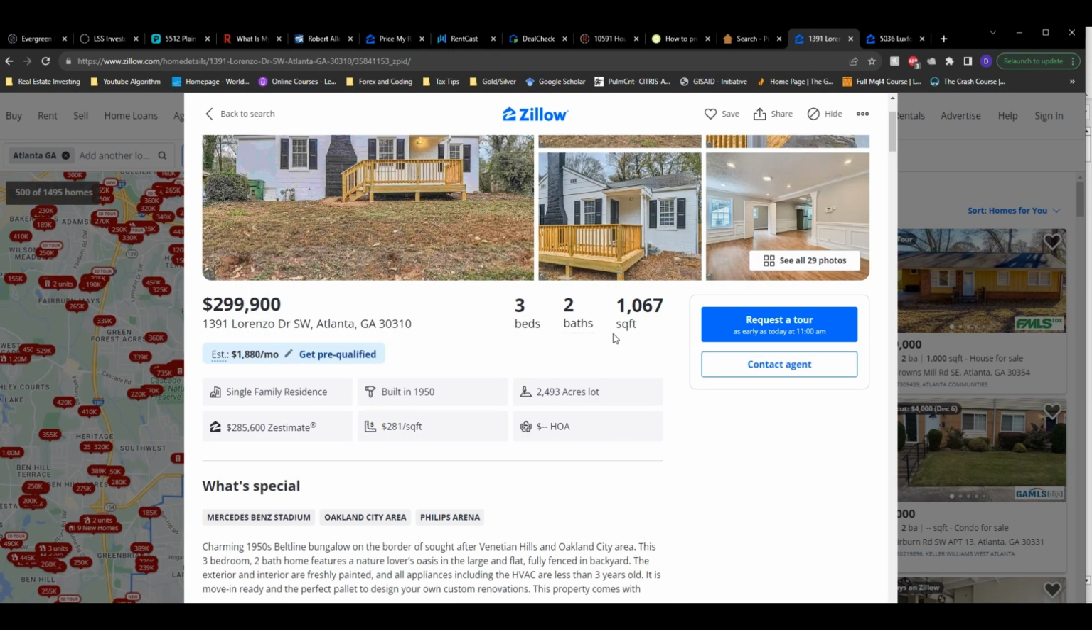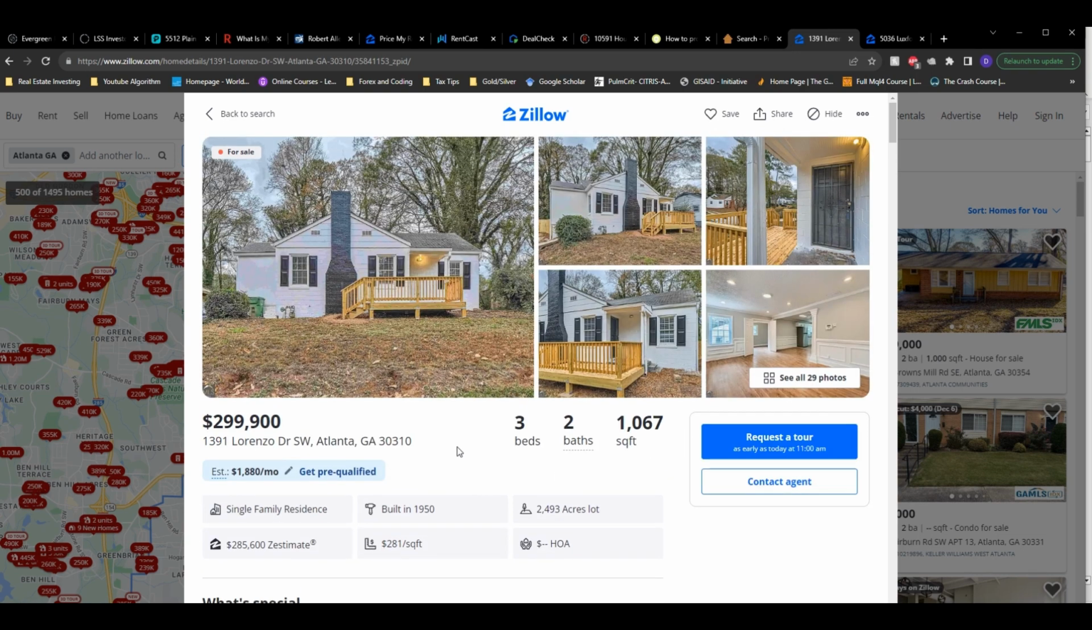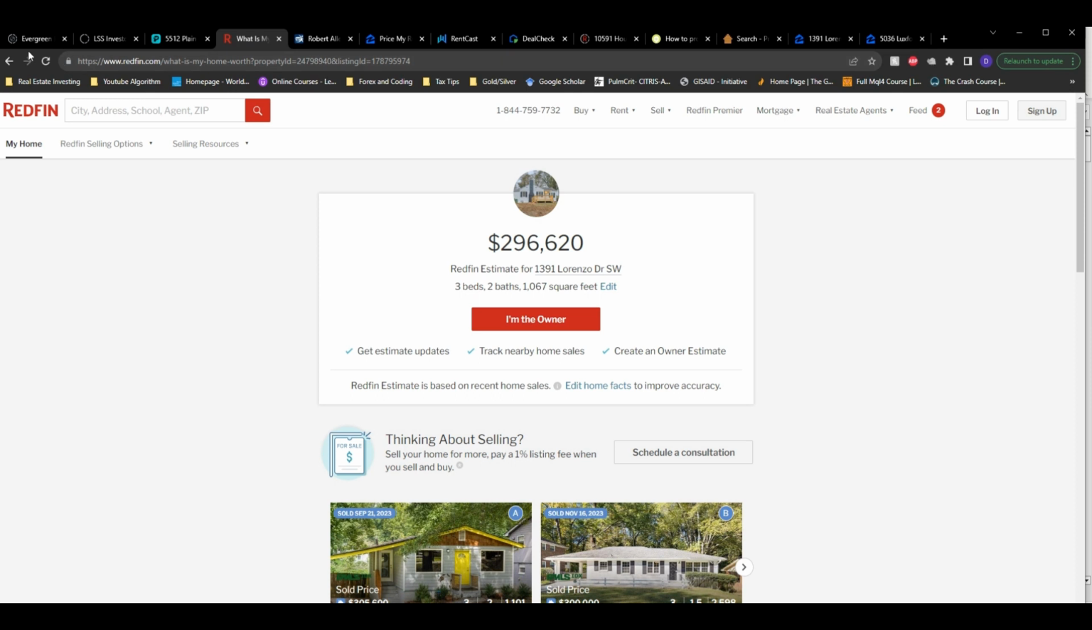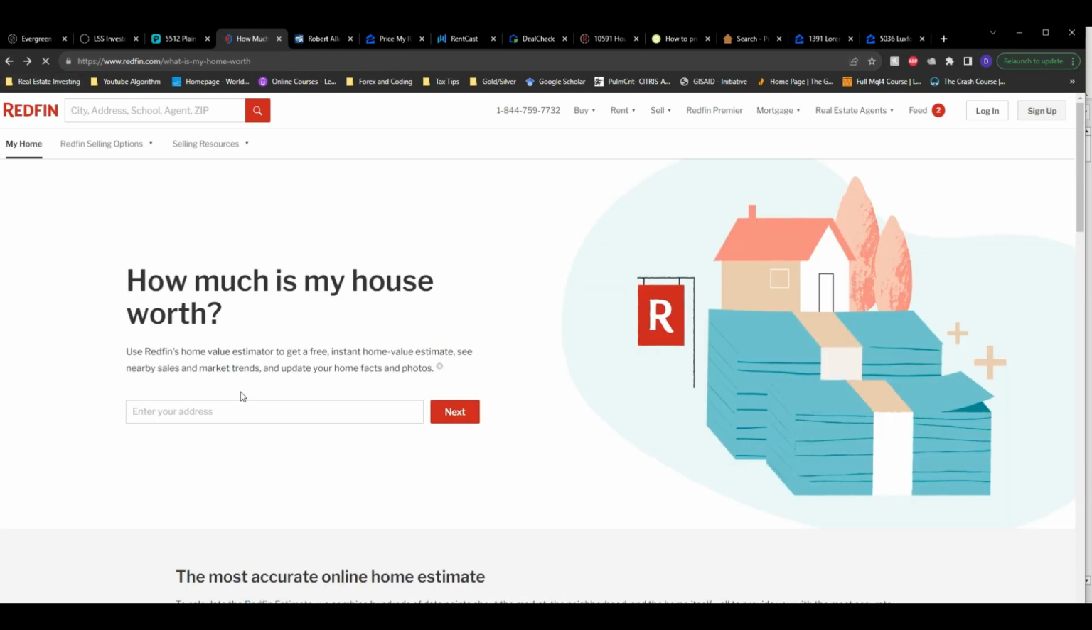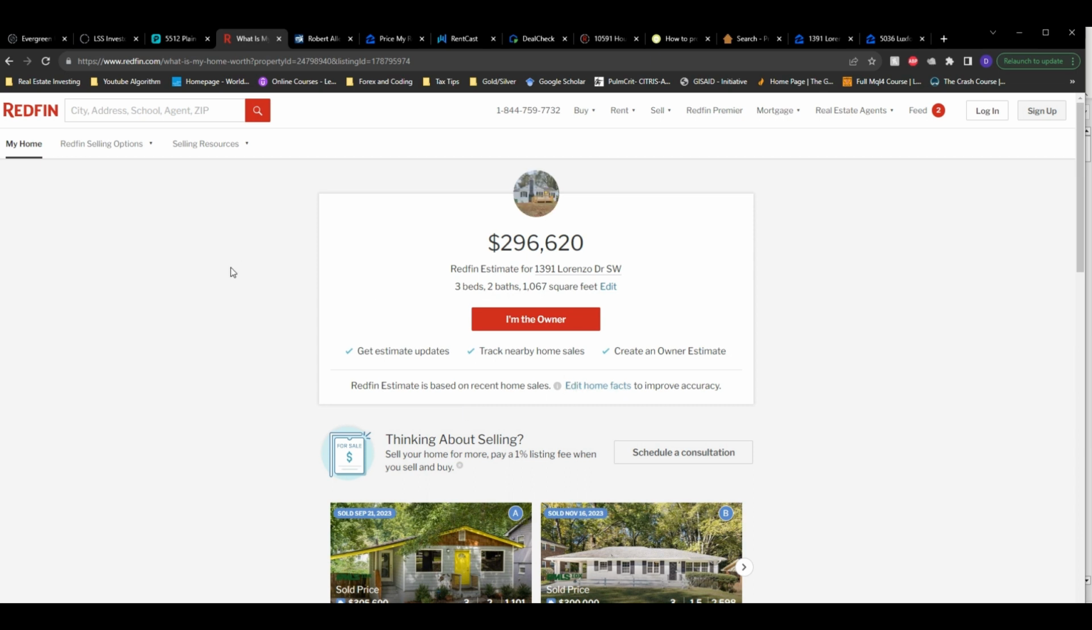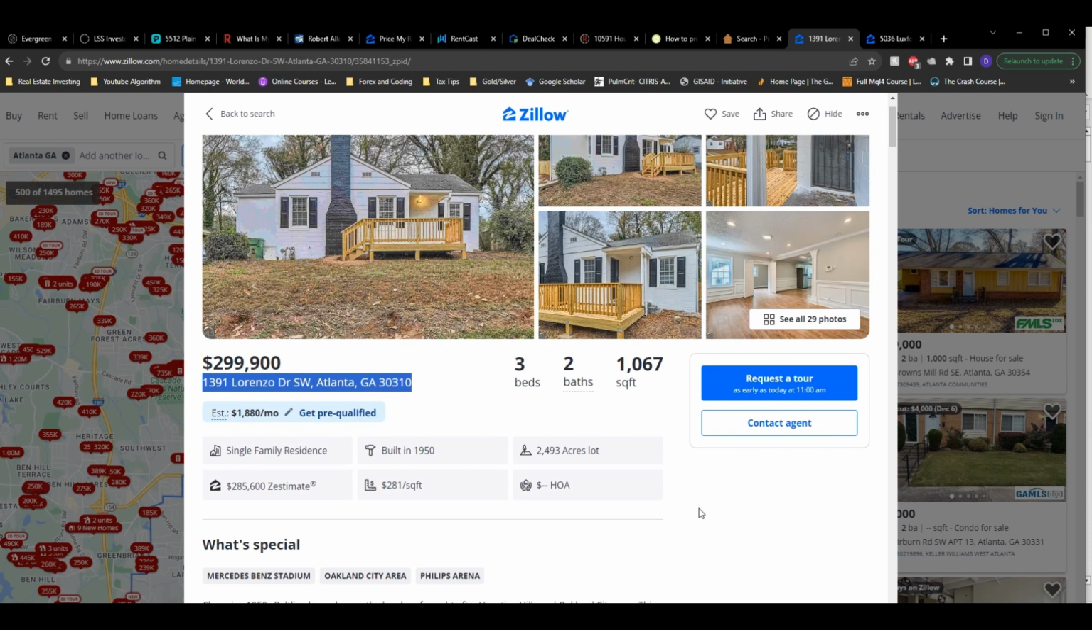So what we are going to do is go back into Zillow. I can see here that Zillow puts in a market value estimate of about 285.6. And what we're going to do is check the market value with Redfin. So let's put this into Redfin and double check that Redfin is receiving a similar estimate. According to Redfin, we're looking at about 296. And according to Zillow, we're looking at 285.